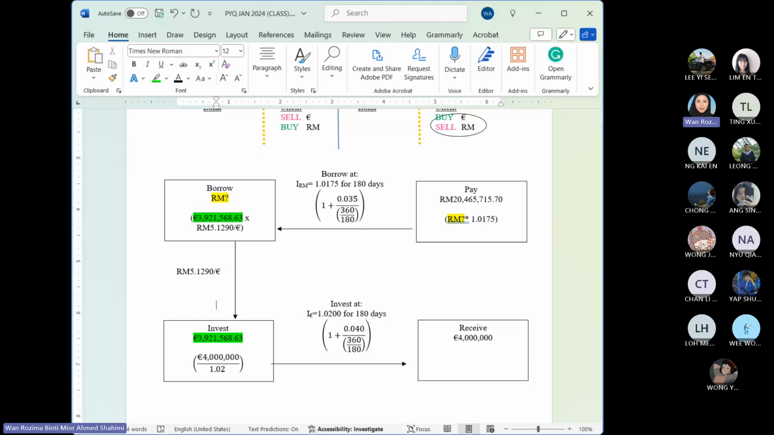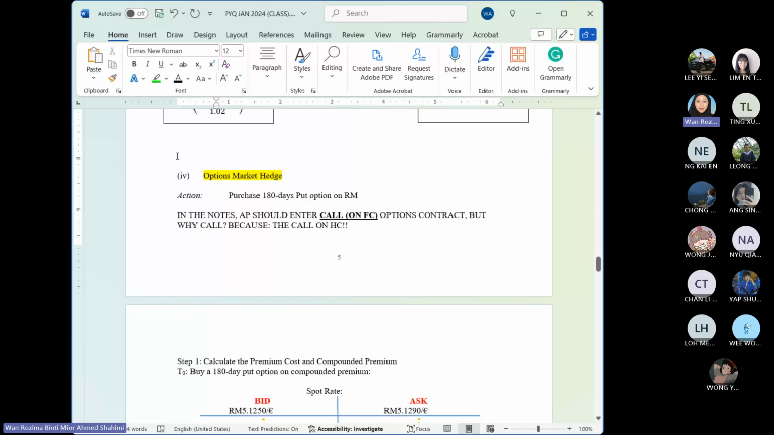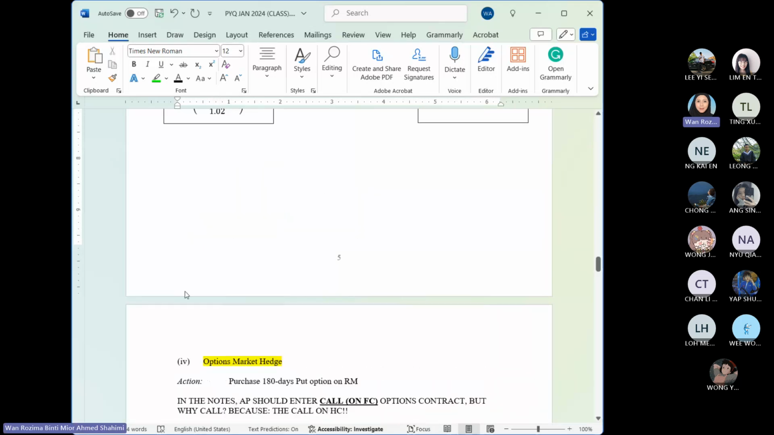And then the last hedging, number 4: demonstrate to Aquatic how an option market hedge can be carried out and determine the corresponding hedge value upon settlement if the expected spot rate for the euro in 180 days is 5.05. Bid price and ask price 5.1000. Ask price, yeah. And then we have this section. But before that, is there any question? Okay, so far no. So I proceed.